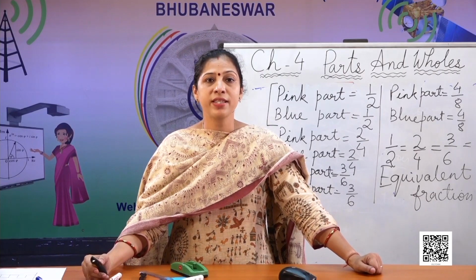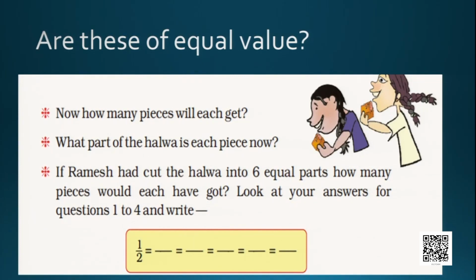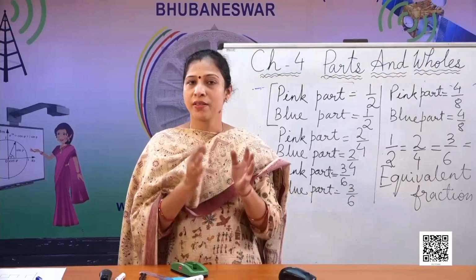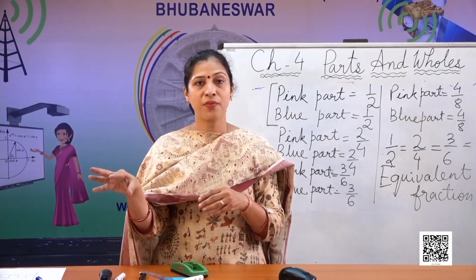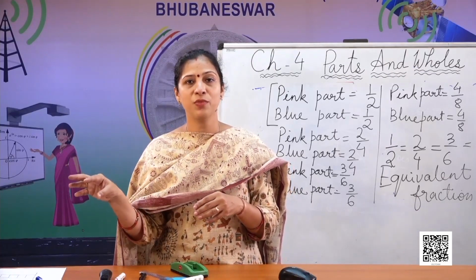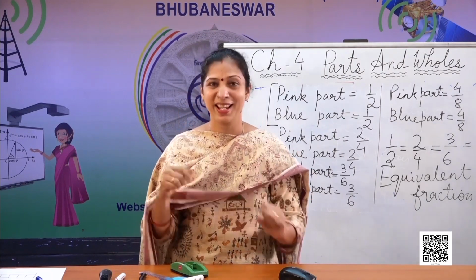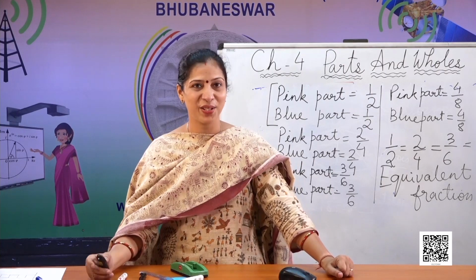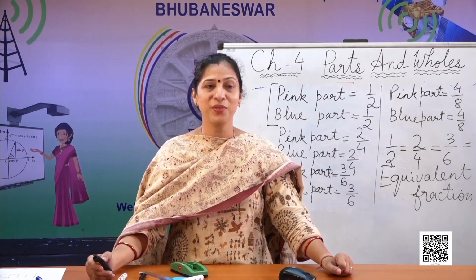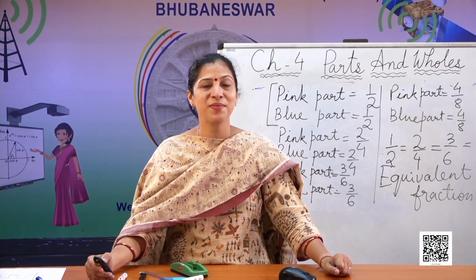Now next one is, if Ramesh had cut the halwa into 6 equal parts, how many pieces would each one get? Now this is very simple, children. Try to do it in your mind. Something which is divided into 6 equal parts, and half of that is given to Ammu and half of that is given to Annu. Just think and find out the answers on your own. Now that you know how to divide and how to find out the halves, you can find out on your own.